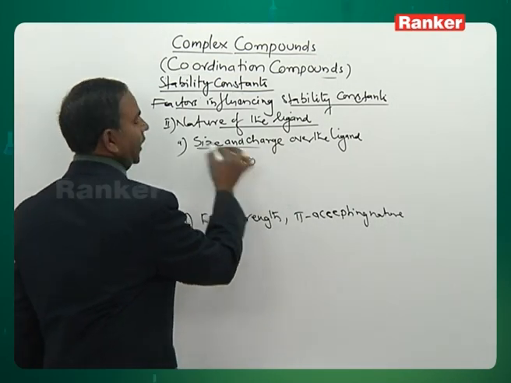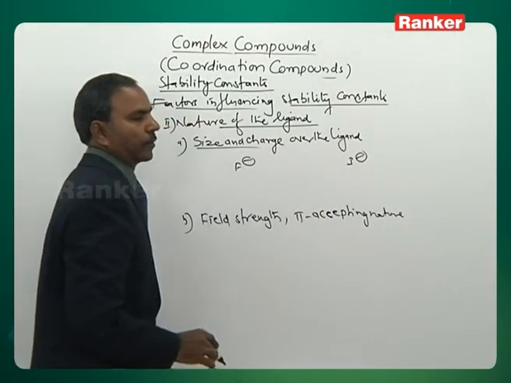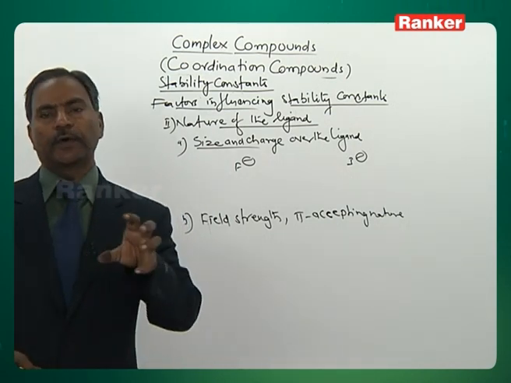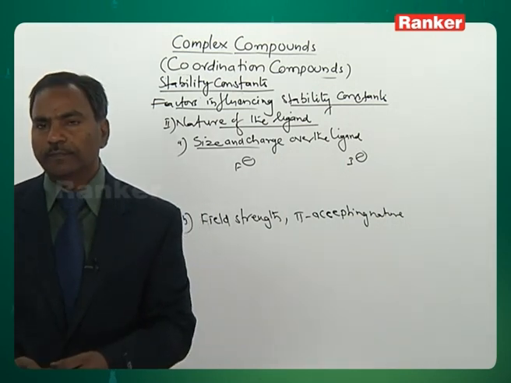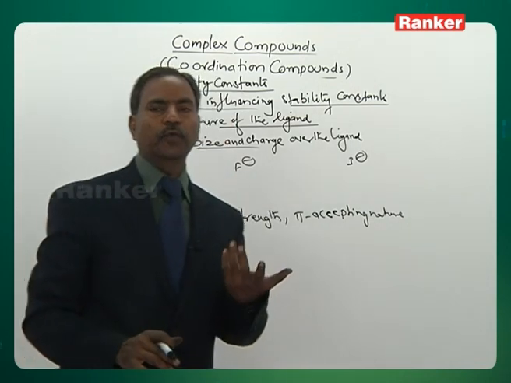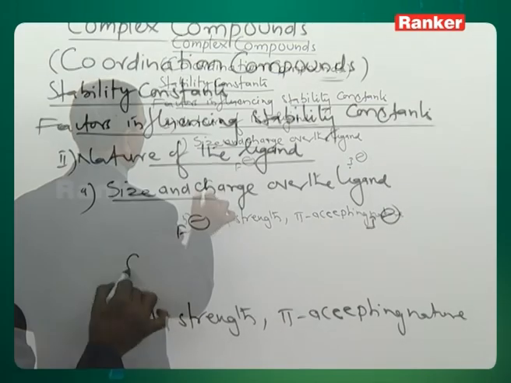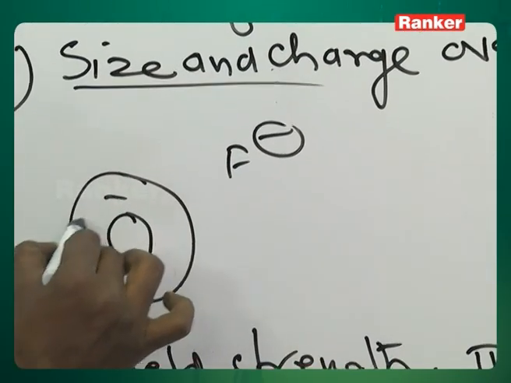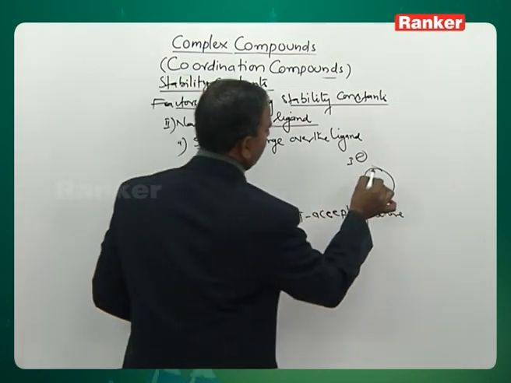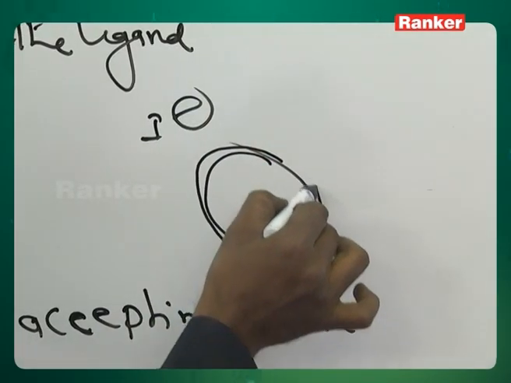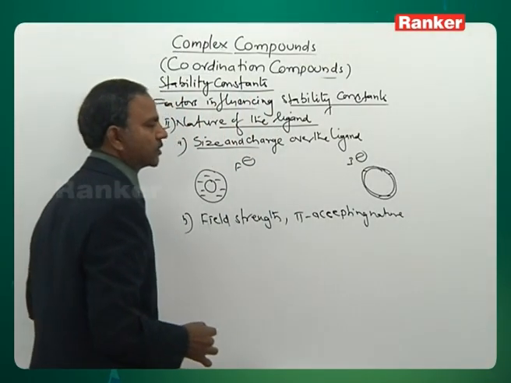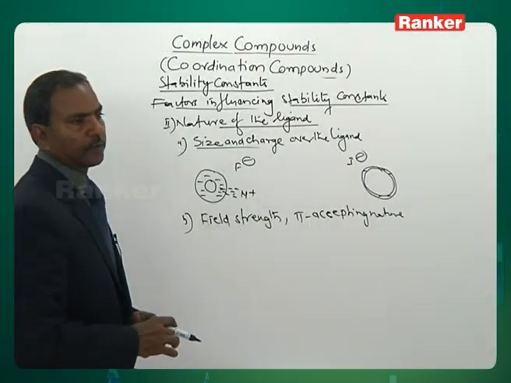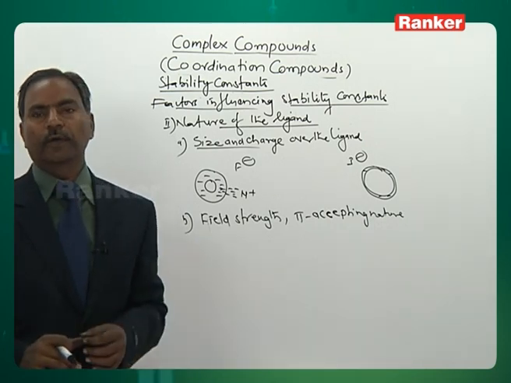A ligand with smaller size, take fluoride ion versus iodide ion, possesses greater charge density. Once charge density is more, it can show greater electrostatic force on the metal cation, and the strength of the bond will be high, therefore producing a highly stable complex. See, with the smaller fluoride ion, the negative charge density will be very thick, and with the bigger iodide ion, the negative charge density will be thin. Then it can show greater electrostatic force on the metal cation, and the strength of the bond will be high.